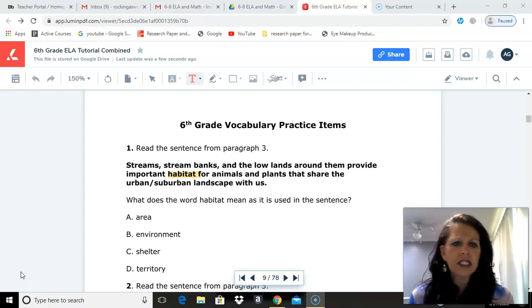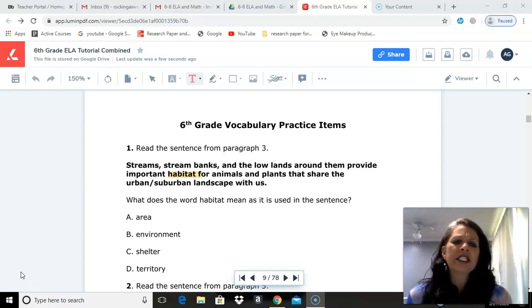So let's look at, in your practice, the very first question. So number one says, read the sentence from paragraph 3. So normally you would have your text that goes along with this question, but you don't have that. But if you did, number one says to read the sentence that comes from paragraph 3. So you would not need to try to answer this question just simply by reading this sentence. You would need to practice going back to paragraph 3. You need to think about the title of the story. What is the whole story talking about when you try to answer questions that have to do with vocabulary?